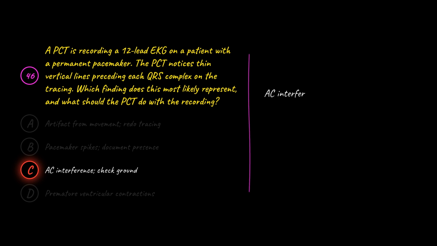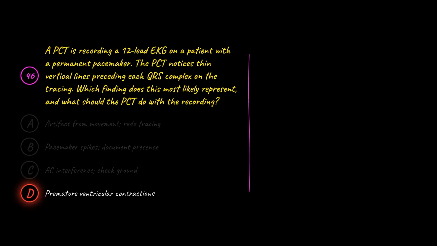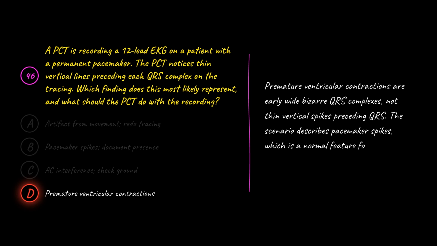C is wrong because AC interference appears as a uniform fast fuzz across all leads, not as thin vertical lines preceding each QRS. The two artifacts have different appearances, and the spikes here are pacemaker output, not electrical interference. D is wrong because premature ventricular contractions are early wide bizarre QRS complexes, not thin vertical spikes preceding QRS. The scenario describes pacemaker spikes, which is a normal feature for a paced patient rather than a PVC pattern.